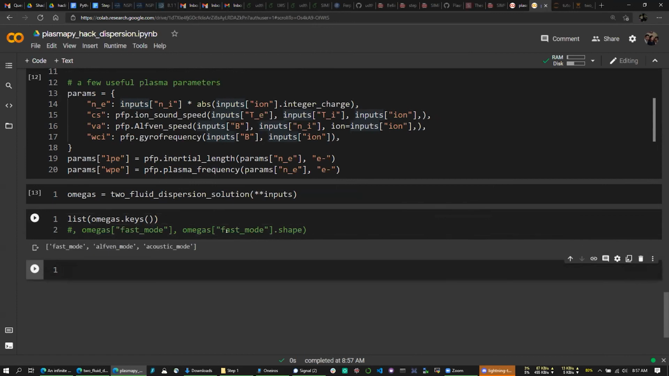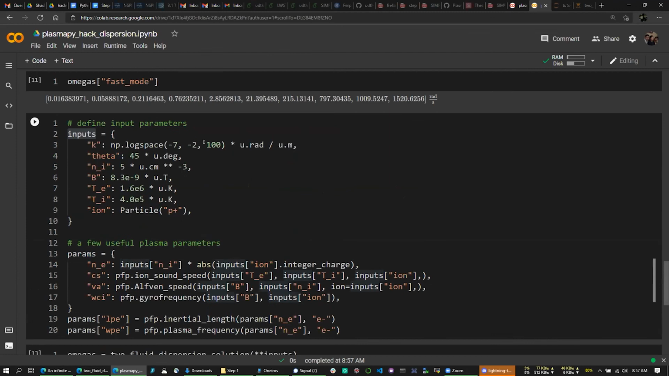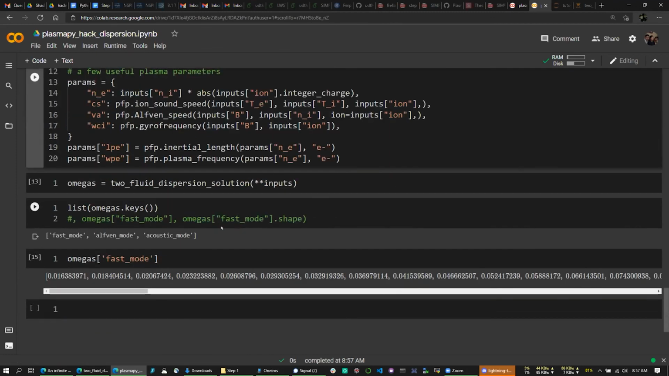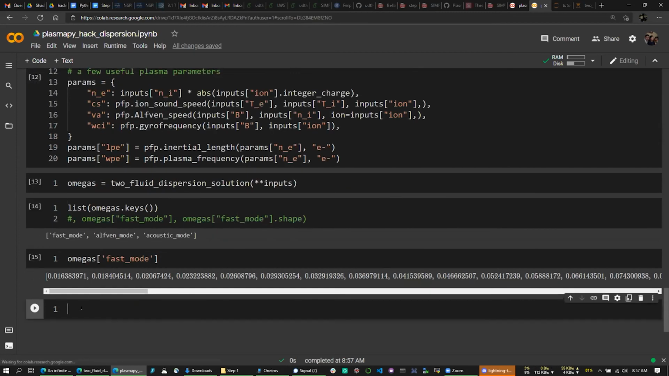Right. So if you list omega keys, of course, there will be a fast mode, alpha mode, and acoustic mode, right? And then if you do omegas, fast mode, you have a lot of omegas corresponding to all the 100 different values of K. Before that, let's plot and see what they look like. What exactly do they look like on a K omega plane?